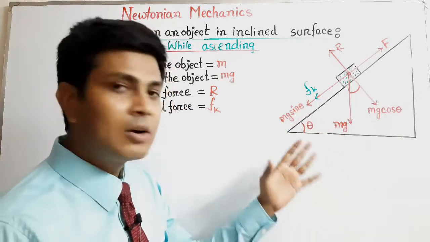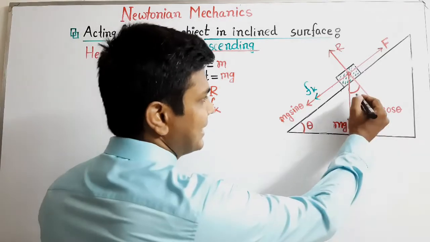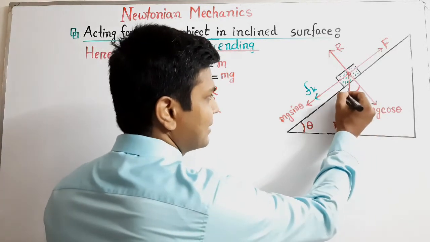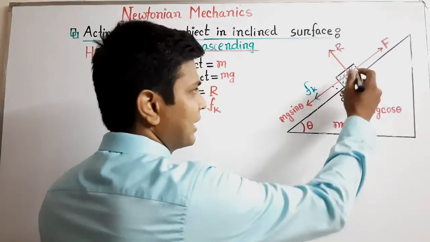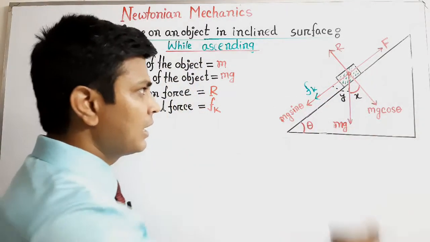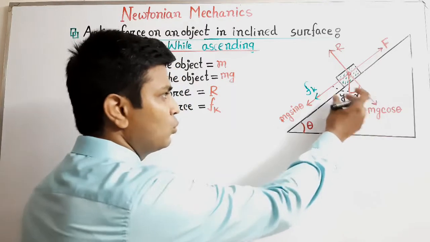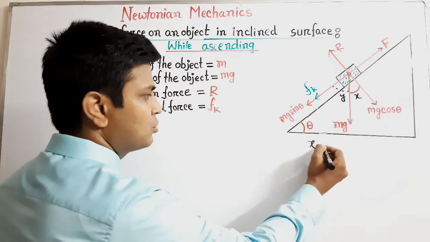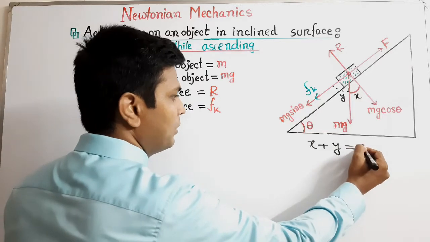So to calculate the components we have to know this angle. Suppose this angle is x and we consider this angle is y. This is a right angle triangle, and in a right angle triangle the sum of the two angles, x plus y, will be 90 degrees.